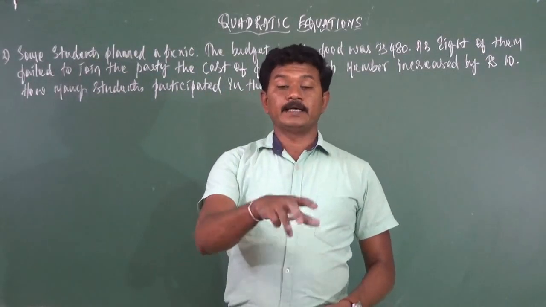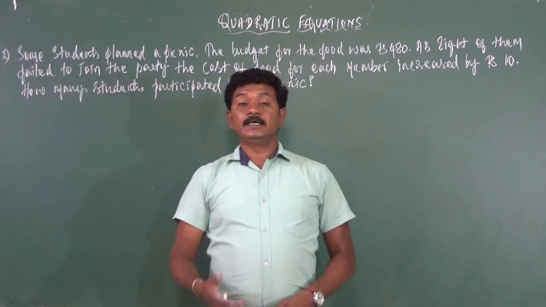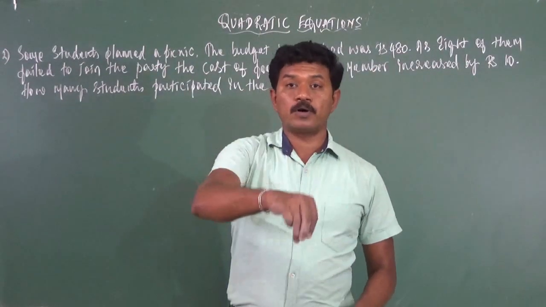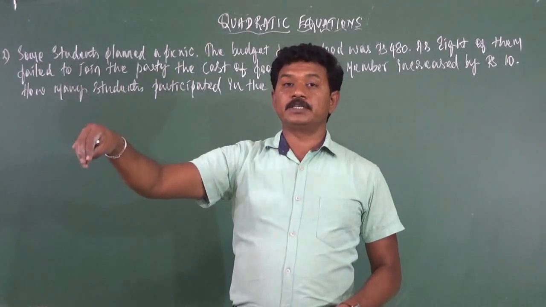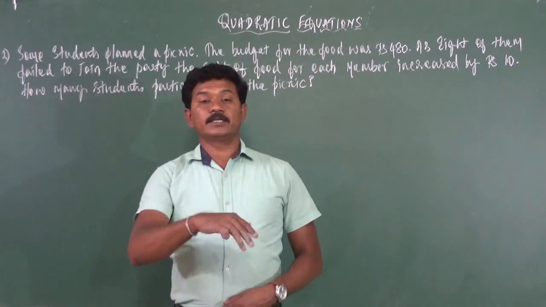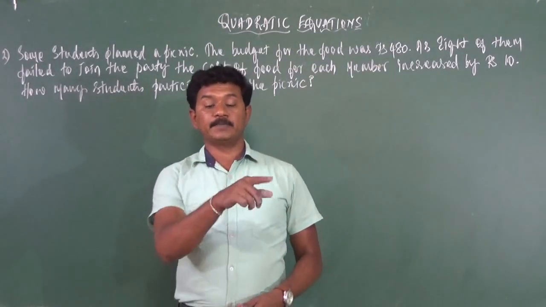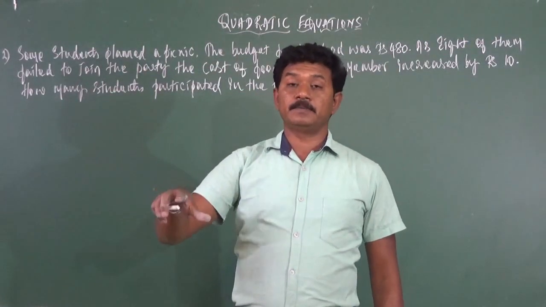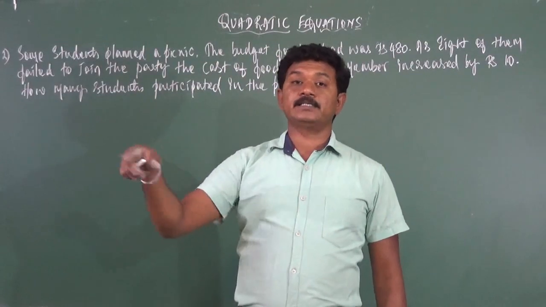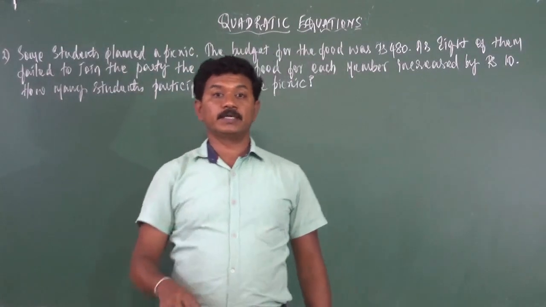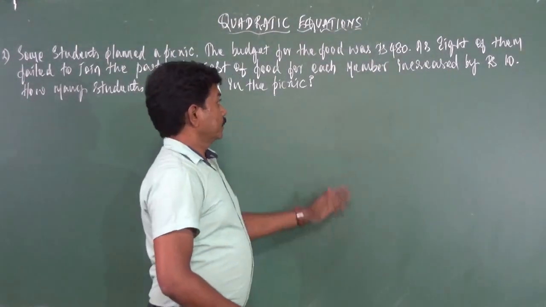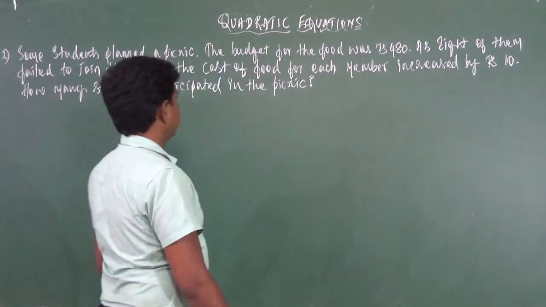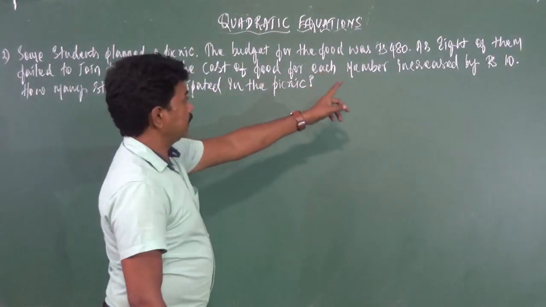As the number of students decreases, the existing students who are in the picnic have to pay a little bit more to fulfill that 480 rupees budget for the food. So what is the amount to be paid by X minus 8 students for the food budget of 480 rupees? That becomes 480 by X minus 8. That is the amount paid by each student who is coming for the tour. So what is that extra amount paid? Each member's cost of the food increased by rupees 10.